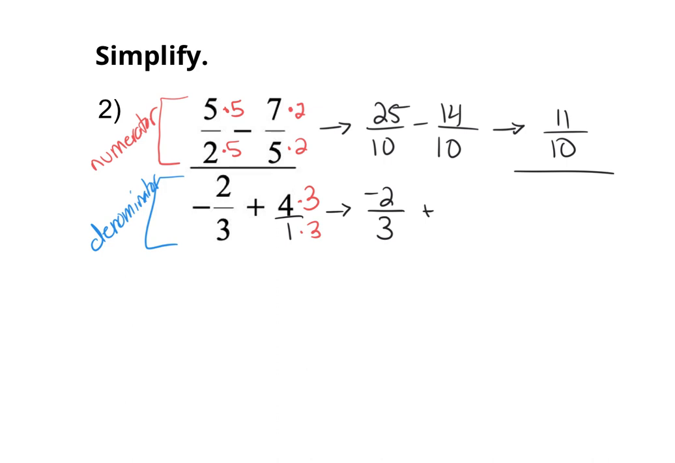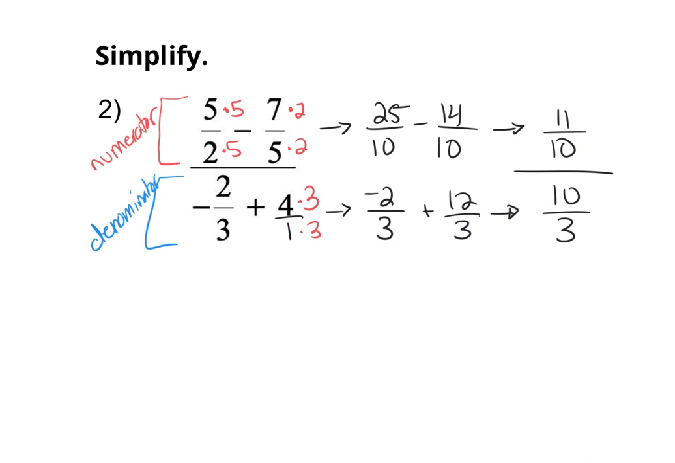Okay? Oops. That should be plus 12 over 3. Okay? So our negative 2/3 stays the same. Plus 4 times 3 was 12. 1 times 3 is 3. So then, what do we get there? 10 over 3.